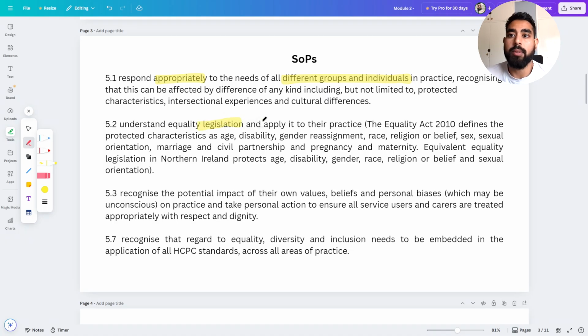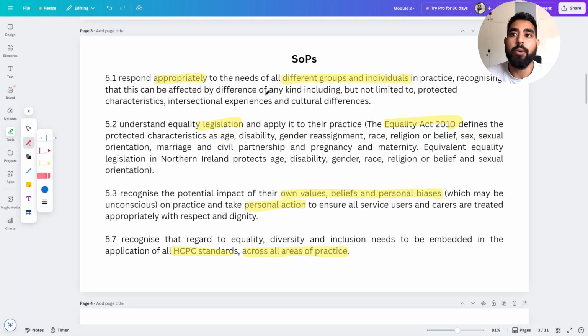and apply it to their practice. The Equality Act 2010 defines the protected characteristics, and it gives you a bunch of characteristics here. 5.3, recognize the potential impact of their own values, beliefs, and personal biases, which may be unconscious, on practice, and take personal action to ensure all service users and carers are treated appropriately with respect and dignity. I'll highlight this as a keyword as well. And then finally, 5.7, recognize that regard to equality, diversity, and inclusion needs to be embedded in the application of all HCPC standards across all areas of practice.